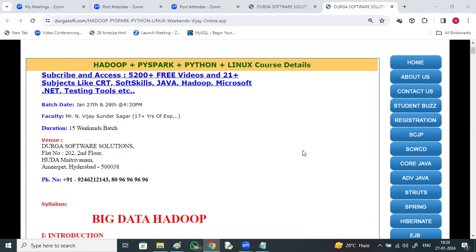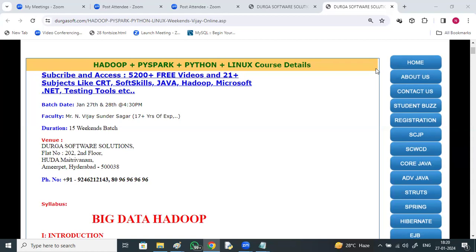Tomorrow, to get the link, you can check your mails, your mail IDs. You'll be getting a new link. And don't forget to share the screenshot of your payment to DURGASOFT online training @gmail.com. Then only they'll forward you the link.